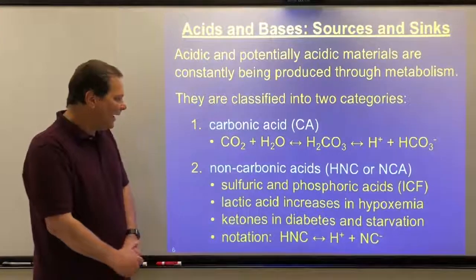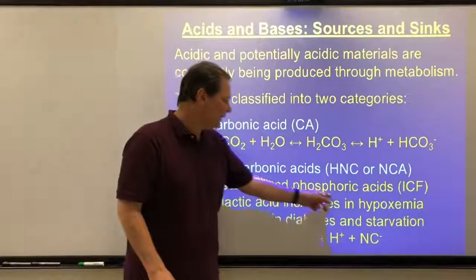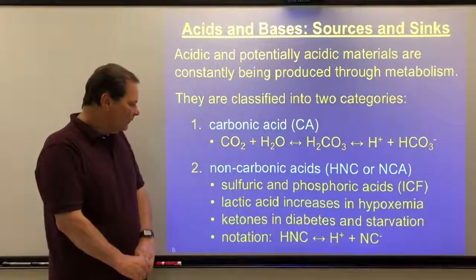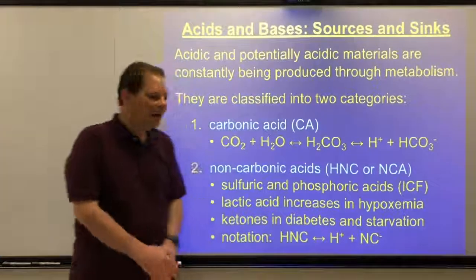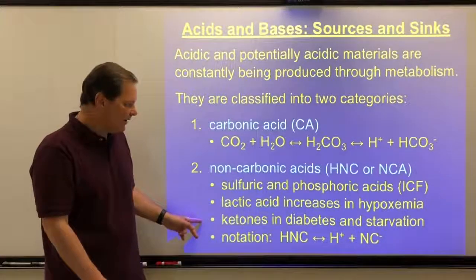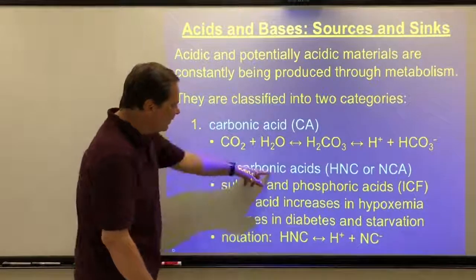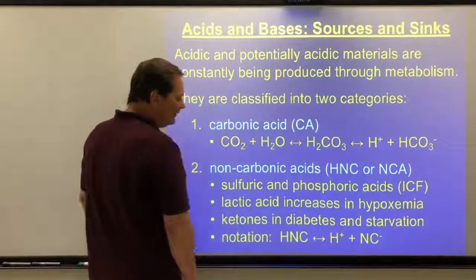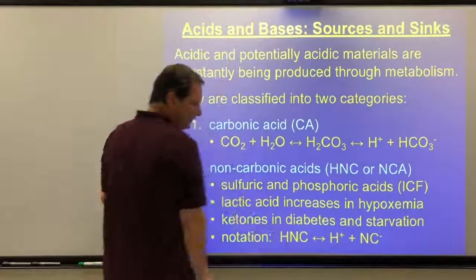We have non-carbonic acids, and these include sulfuric acid and phosphoric acid. Those are primarily found in the intracellular fluid. We have lactic acid, which is generated when you have hypoxemia because you can't operate your Krebs cycle. We have ketones that are generated in diabetes and starvation. These are all acids. The notation for a non-carbonic acid is HNC. That is the one I'll use the majority of the time. For H for acid, bound to NC, non-carbonic acid.